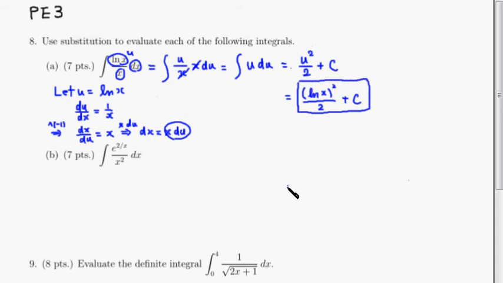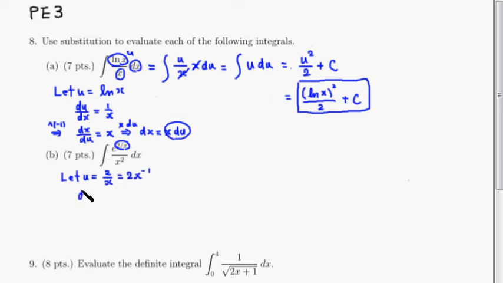Let's look at part B. Part B is very similar, so we're going to do a substitution. Let u be, it'd be nice if you have just e to the one variable. So I'm going to let u be 2 over x. Then if you want, you can write it as 2 times x to the negative 1.